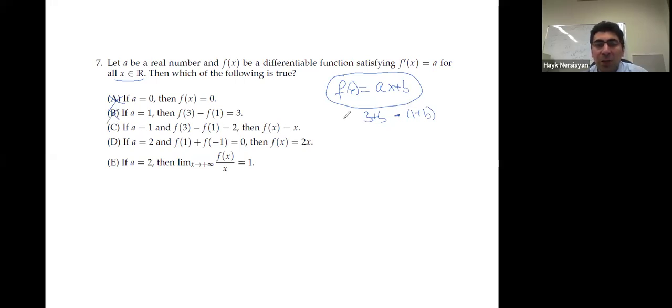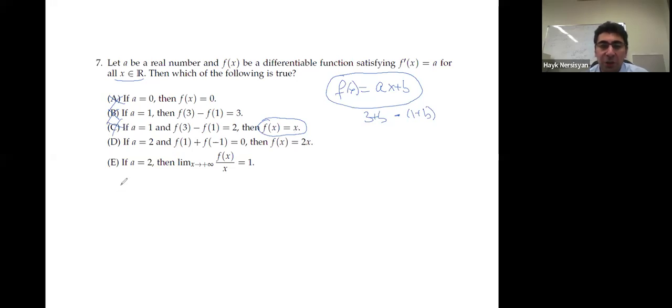If a equals 1, and we know that f(3) minus f(1) equals 2, which is always the case, can we say that function f(x) equals x? Nope. We have b here, and who says that b should be 0? f(3) minus f(1) equals 2 does not guarantee that f(x) equals x. So I drop it. If a equals 2, f(1) plus f(minus 1) is 0. Can we say f(x) equals the 2x function?